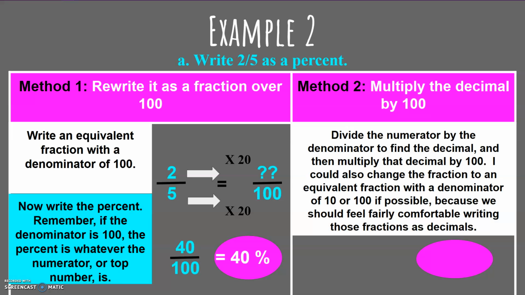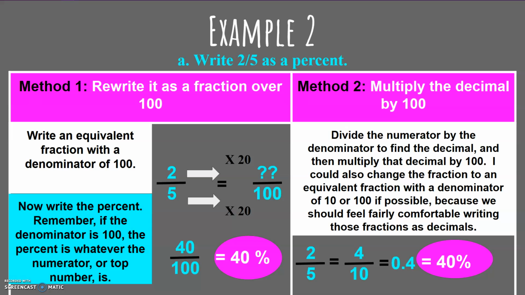The other way we can do it is to divide the numerator by the denominator to find the decimal. Find the decimal from the fraction not by replacing the fraction bar with the decimal point, as some of you are still doing. Divide the numerator by the denominator and then multiply by 100. You can also change the fraction to an equivalent fraction with a denominator of 10 or 100 if possible, because we should feel fairly comfortable writing these fractions as decimals, which is what we just did on the left. So find the decimal and then multiply by 100. In this case, 2/5, which is the same as 4/10, or 0.4, multiply by 100, and we get 40%.